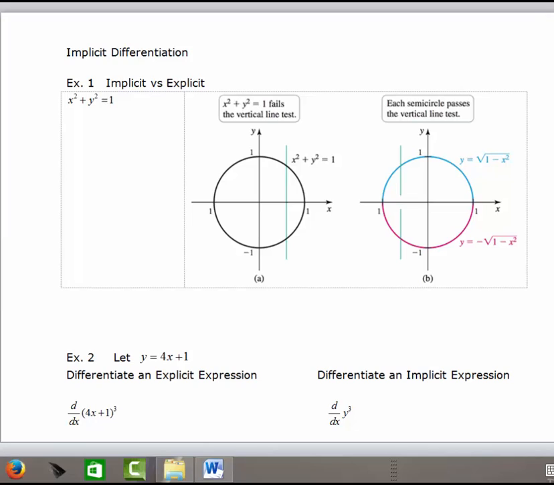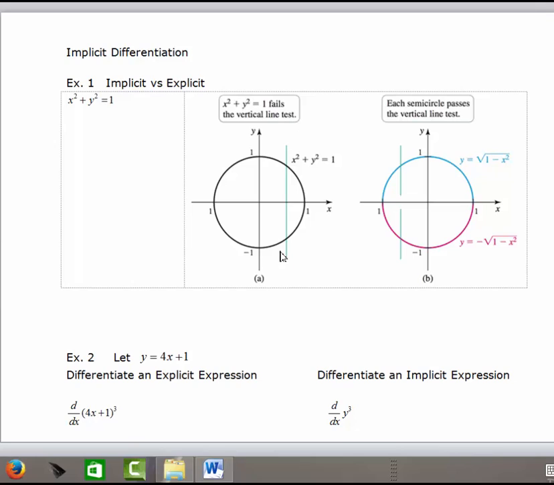In this lesson, we're going to look at how to take the derivative of a function when the function is written implicitly. And in case you're unsure or you've forgotten the difference between implicit and explicit, a function is written explicitly when the dependent variable is isolated. So if the dependent variable is not isolated, in the scenario here of a circle, you've got x squared plus y squared equals 1. That's the equation of a circle.